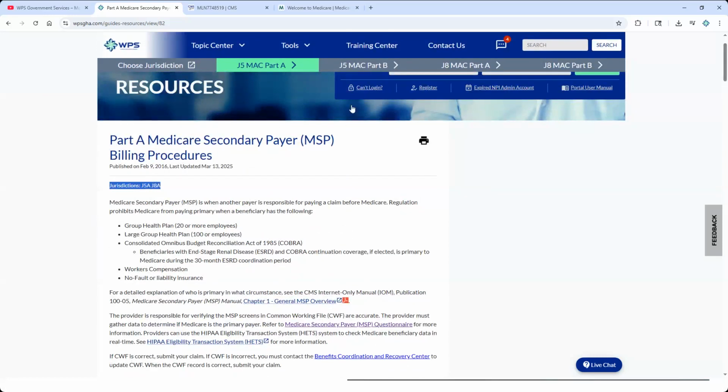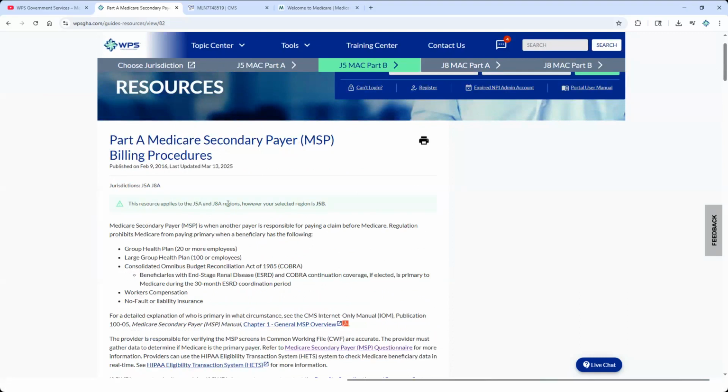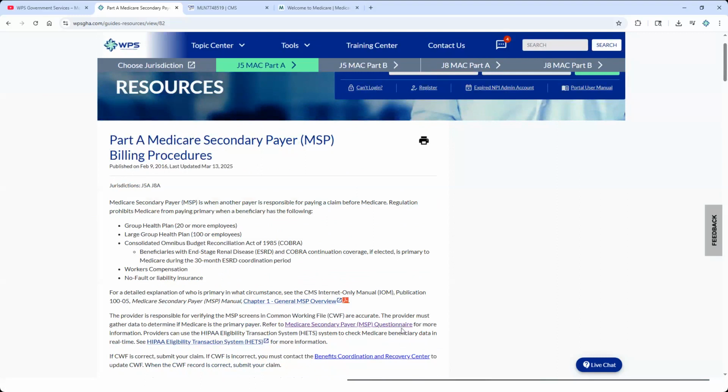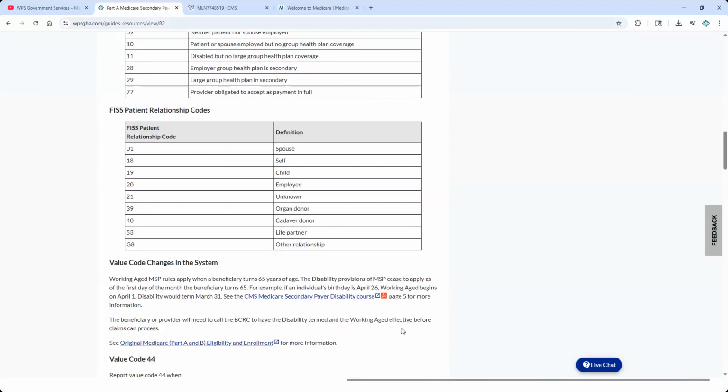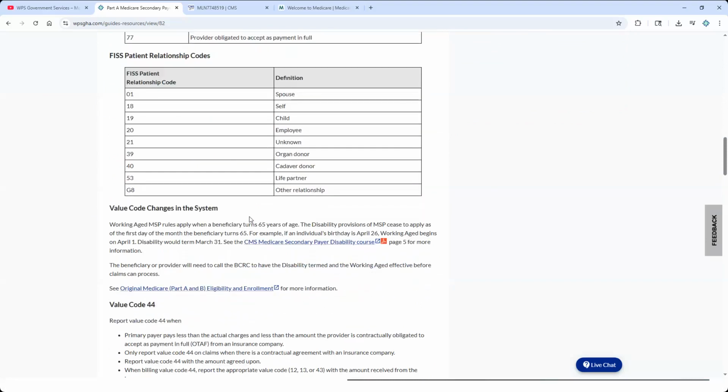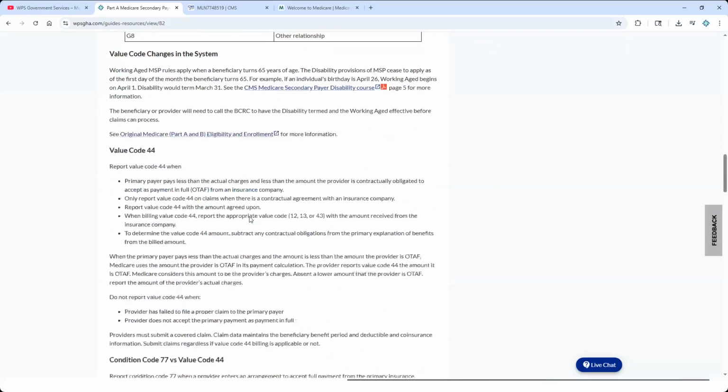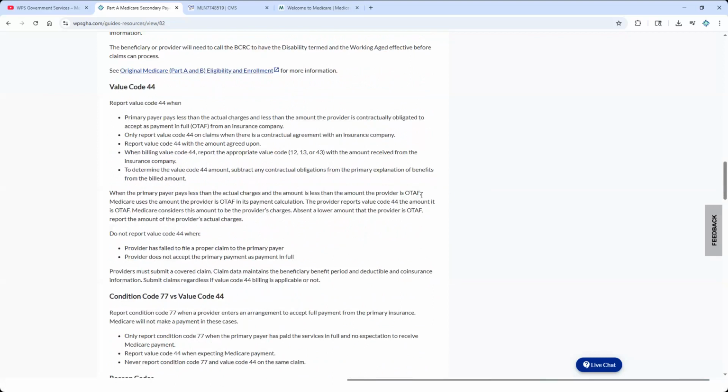And if I go to the Part B section, it says, hey, wait, no, you're not even in the right section. Okay. So again, it's going to walk you through the different items that you'll need, hopefully to help. If you want more specific information, you may want to consider looking at the YouTube video that covers this. I do want to point out there is value code 44 information.